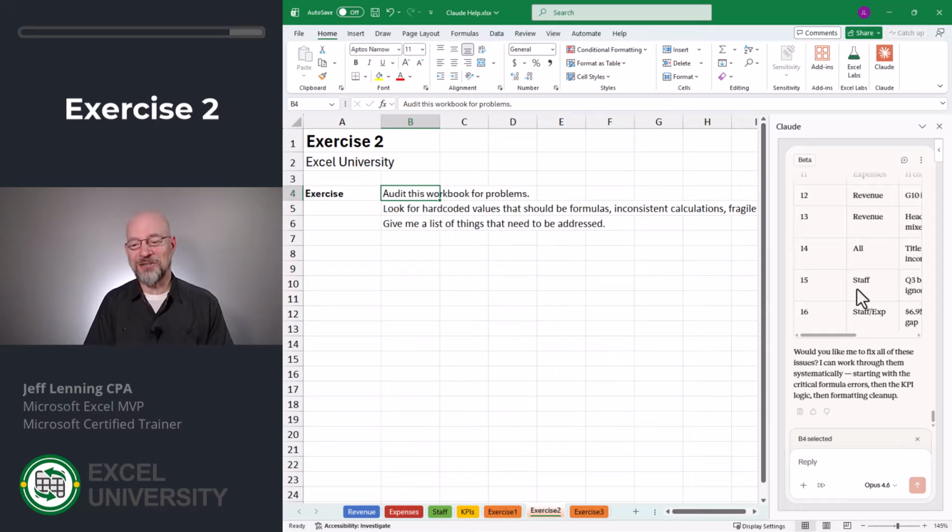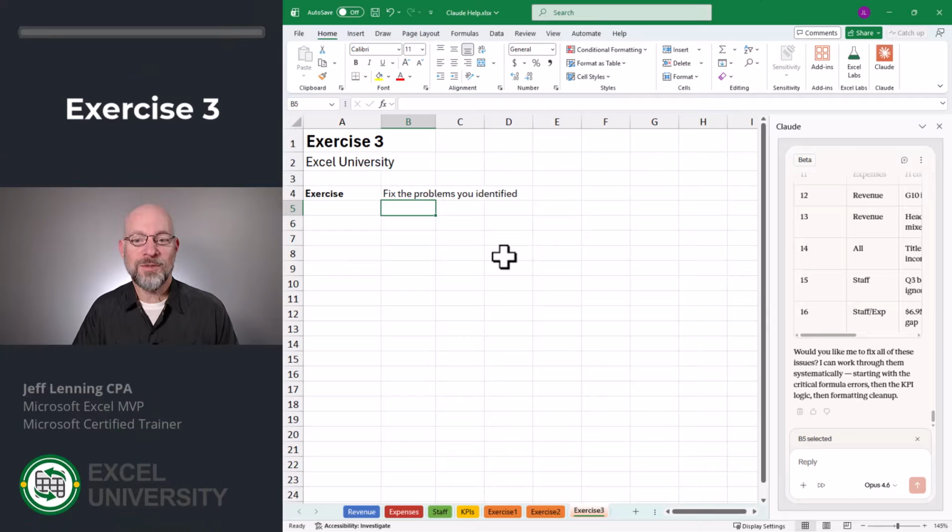Okay, it's identified these 16 things. All right, so honestly, it probably caught these issues faster than I could have if I would have done a manual review. So now let's go to the next exercise, exercise 3. We need to have it fix the problems that it identified.